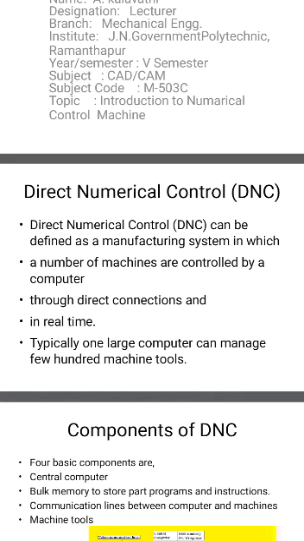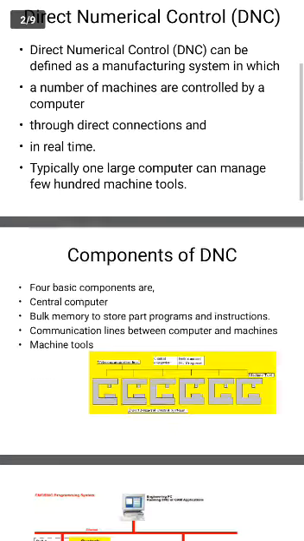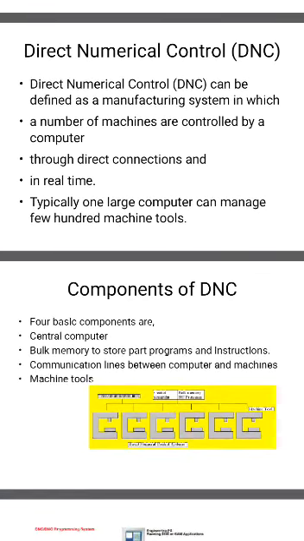Direct numerical control can be defined as a manufacturing system in which a number of machines are controlled by a computer through direct connection in real time. Here there is only one computer, and many machines are connected to it. So how does it work in DNC? Several machine tools are directly controlled by the central computer. Only one central computer will be there to control all these machines.